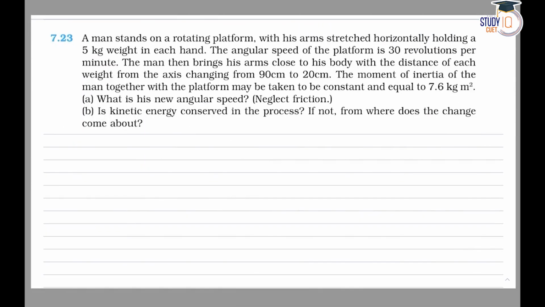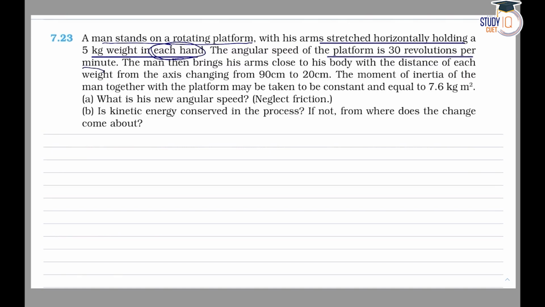NCERT Physics Class 11, 7th chapter, System of Particles and Rotational Motion, question number 7.23. In this situation, a man stands on a rotating platform with his arms stretched horizontally, holding a 5 kg stone in each hand. The initial angular speed is 30 revolutions per minute.